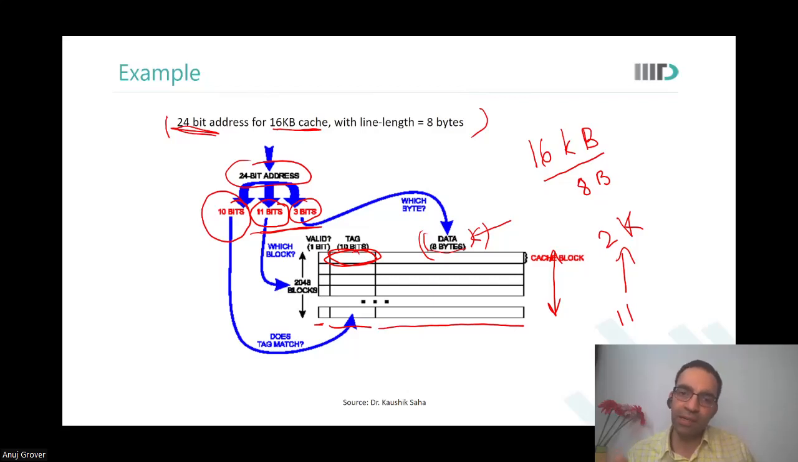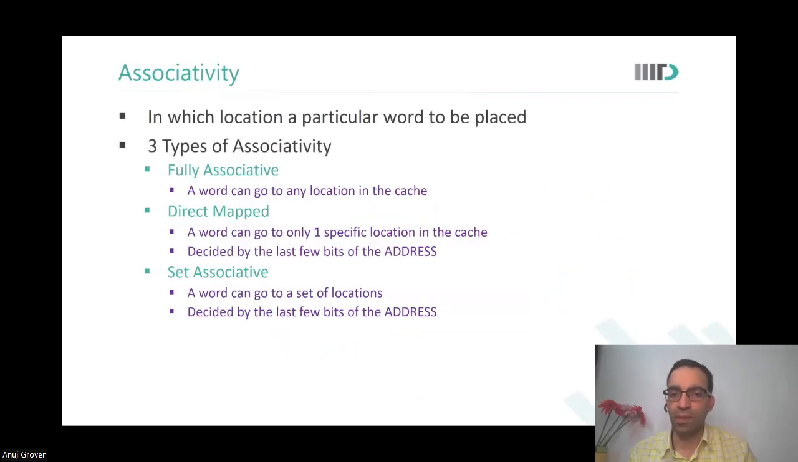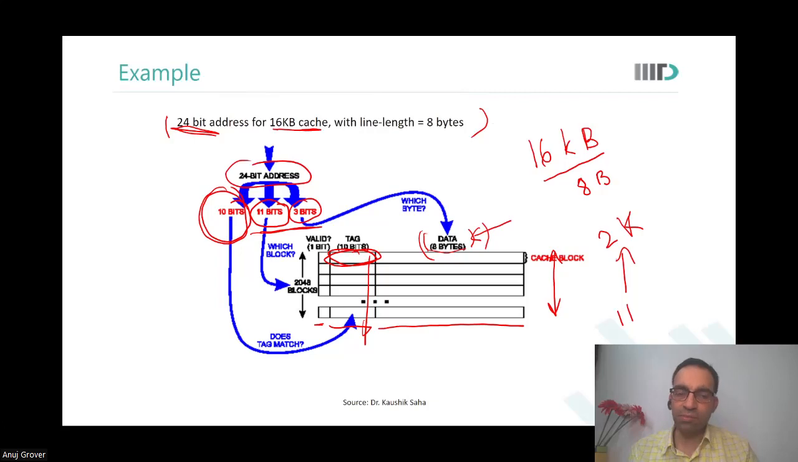So the 14 bits you have checked. For the remaining 10 bits, you store whatever the address was alongside the data in the memory itself. So that when you read the cache, you also read the address, the top 10 bits from where the data was fetched initially. Now you compare the top 10 bits, the tag of your address sent by the processor, with the top 10 bits stored over here. If they match, there is a hit. If they don't, there is a miss.